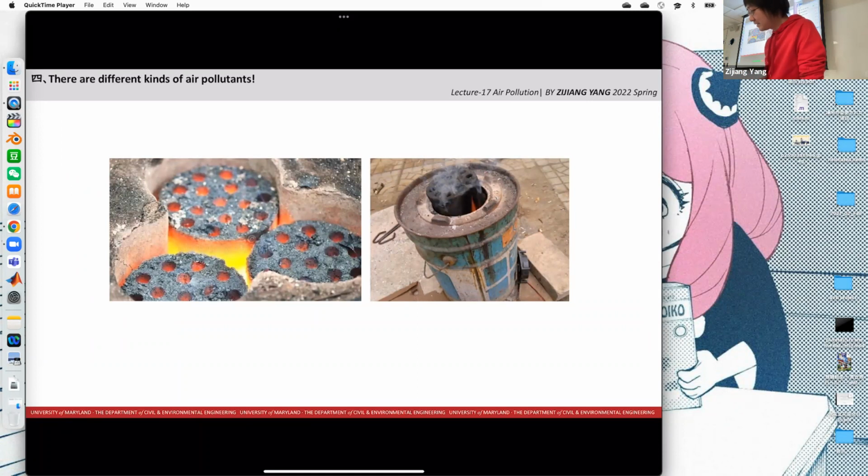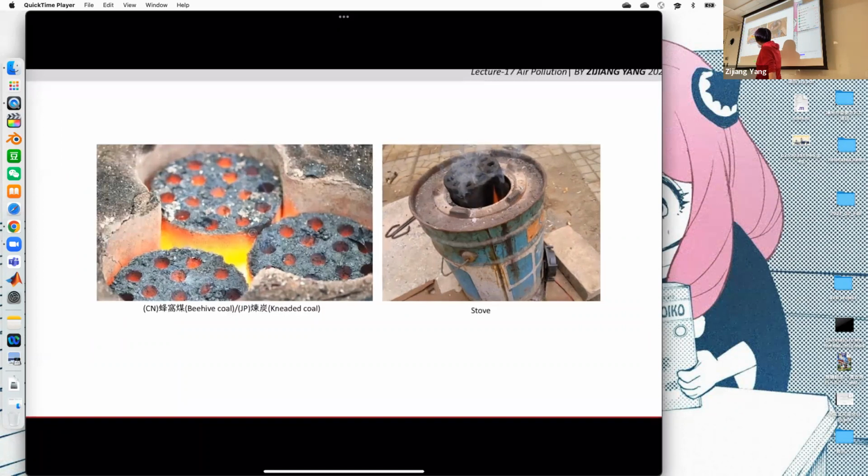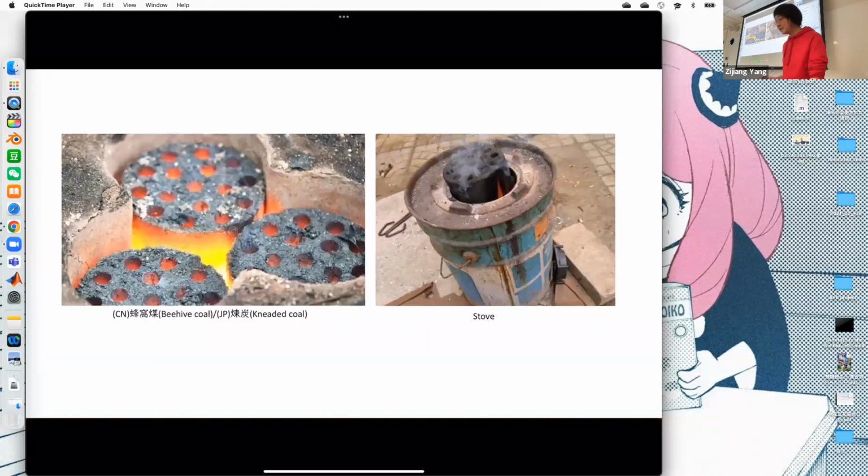Yes, so this is a stove. This one is called the Kowo, and this was invented by the Japanese. In Japanese, it is called kneaded coal because they dissolve the coal and then reshape the coal into some specific shape because this is good for the ventilation. And in China, we call that the beehive coal because it looks like a beehive. And then we can put this coal into this stove. So it will be something like this.